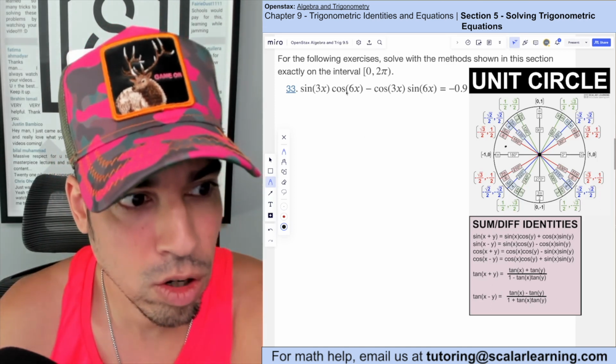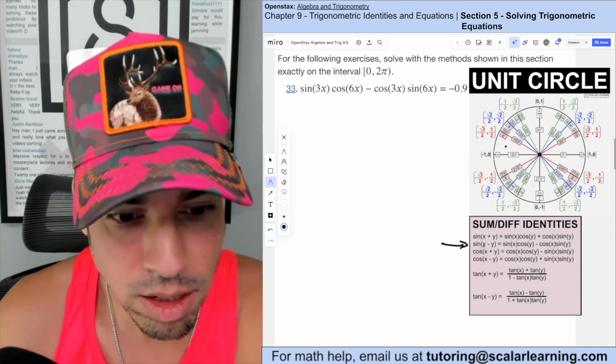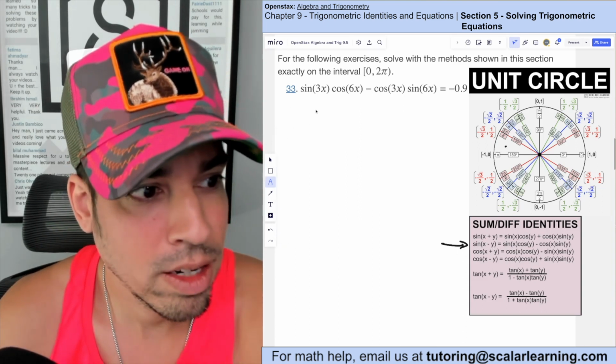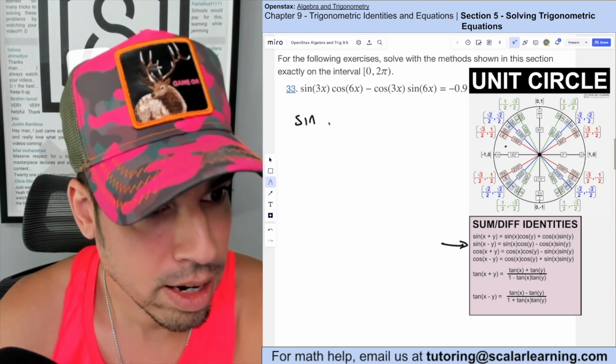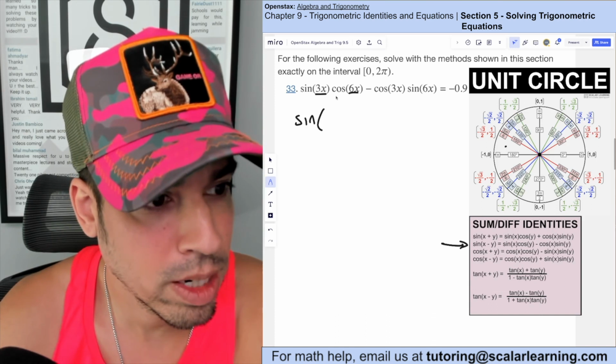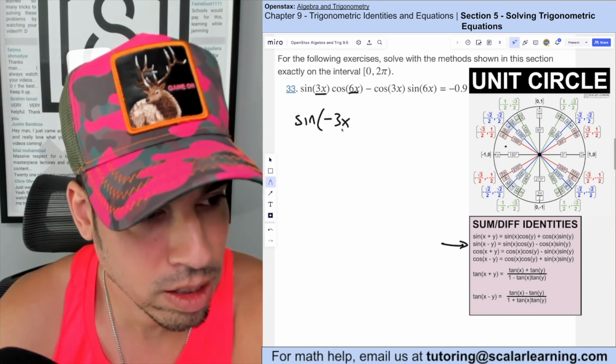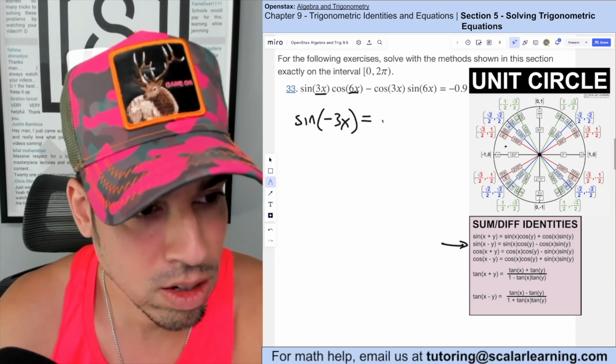So for this one, when I look at it at the start, this definitely looks like a sum difference identity, right? Sine, cosine minus cosine sine. That looks like sine of x minus y. So I can rewrite this as sine of x minus y, right? The first term minus the second term. So 3x minus 6x is -3x. So we can simplify this down to this.